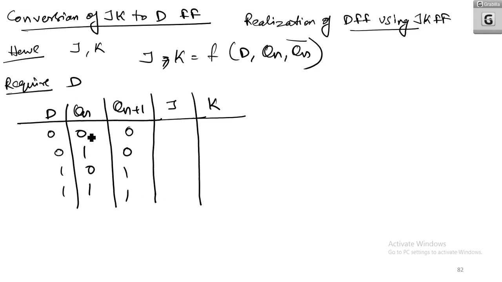So this is present state and next state. 0 to 0 means 0, don't care. 1 to 1 means don't care, 0. 1 to 0 means it is reset, so it is don't care, 1. 0 to 1 means it is set, so it is 1, don't care. That is the JK flip-flop excitation.